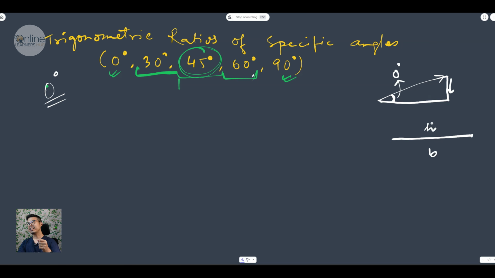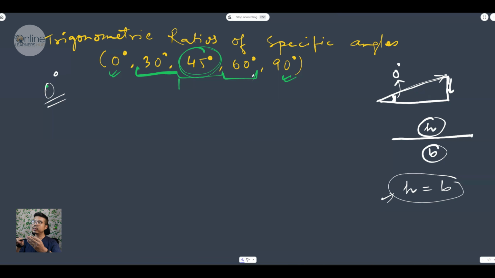Now in this case, whatever the value of the hypotenuse will be the value of the base. In this case, hypotenuse is equal to base. All right, keep this in mind. Why am I saying this? I'm not just asking you to remember base is equal to hypotenuse. No, look at the diagram. If this triangle is going to be 0 degree, then the hypotenuse should come down and touch the base. That is the only possible way.